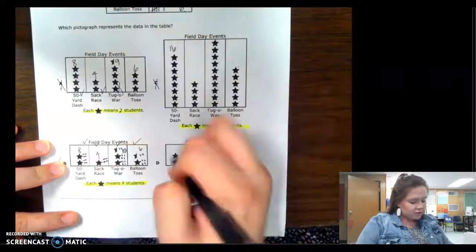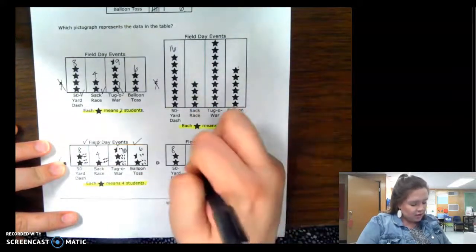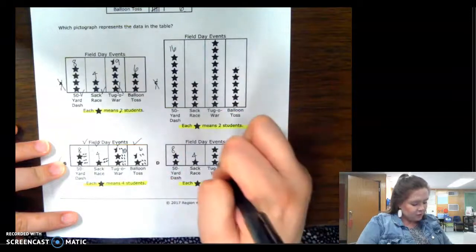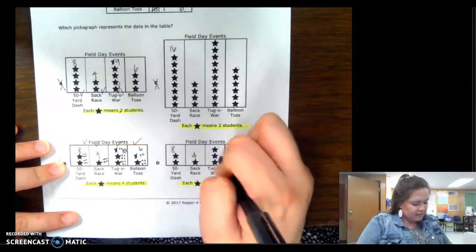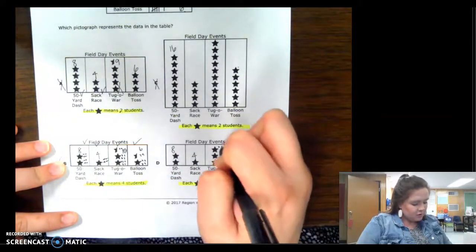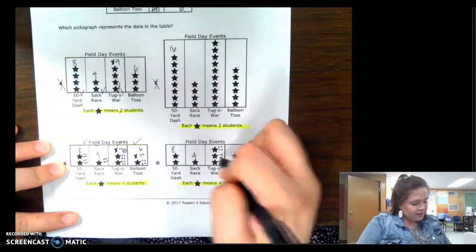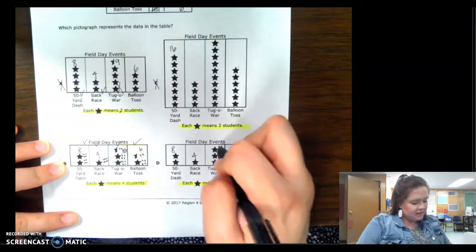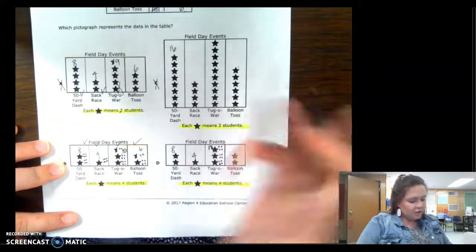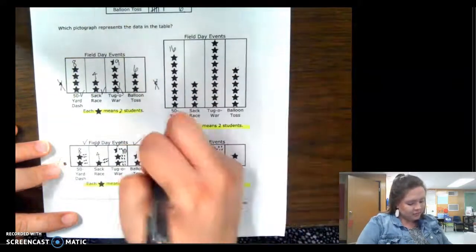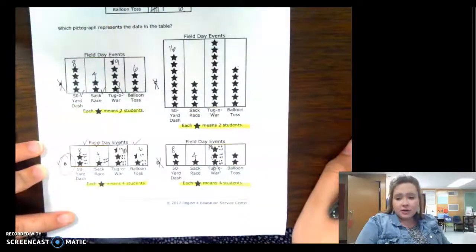Each one means 4 students. Well, I know that 2 stars is 8 students. 1 star is 4 students. 3 stars kind of trips me up. 1, 2, 3, 4, 5, 6, 7, 8, 9, 10, 11, 12. But I know that 10 students like tug-of-war, so letter B is your correct answer.